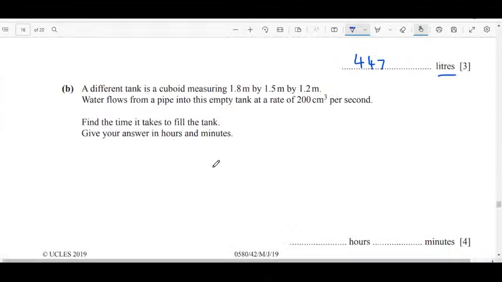Thank you. So now it says a different tank is a cuboid measuring 1.8 meters by 1.5 meters by 1.2 meters. Water flows from a pipe into this tank at a rate of 200 centimeters cubed per second. Find the time it takes to fill the tank. Give your answer in hours and minutes.